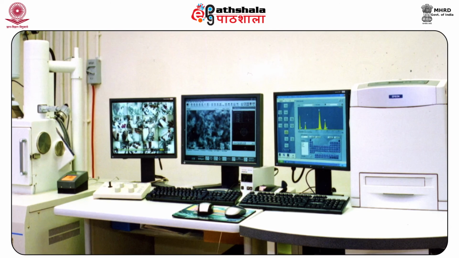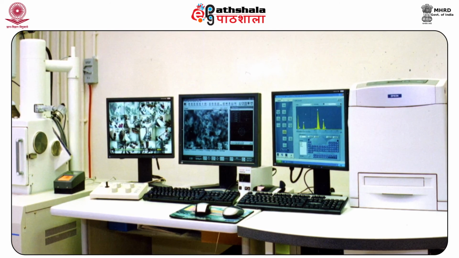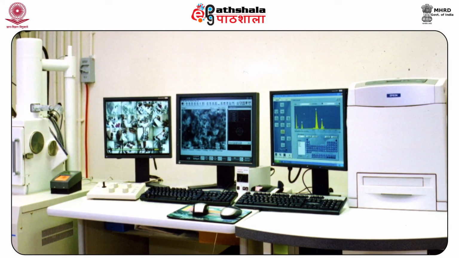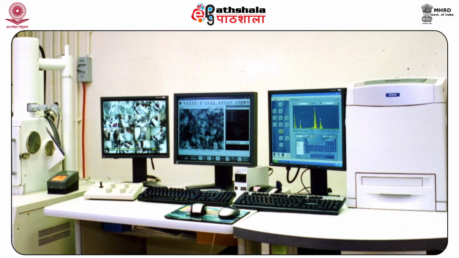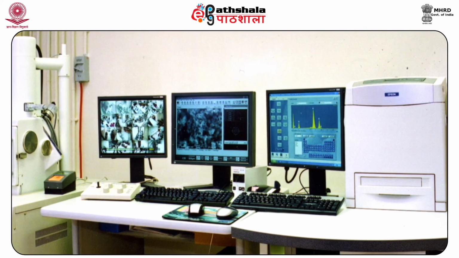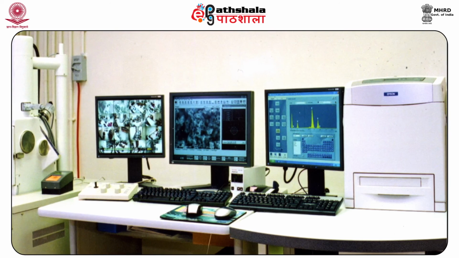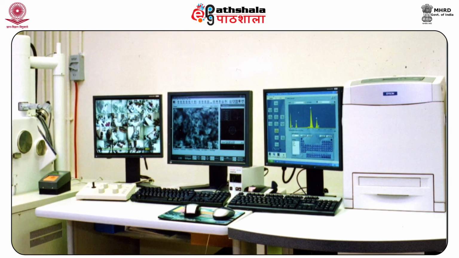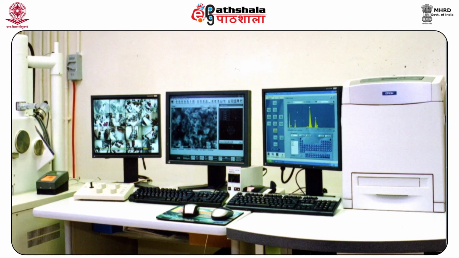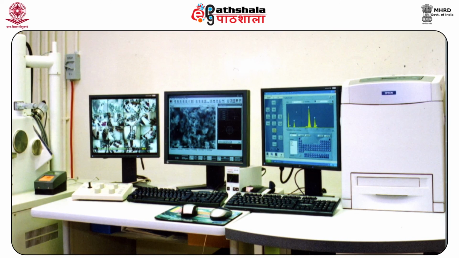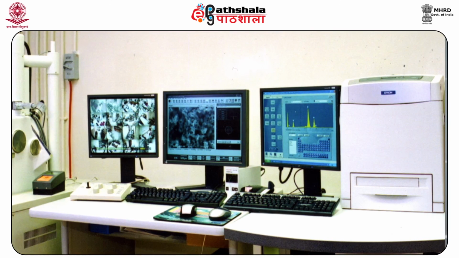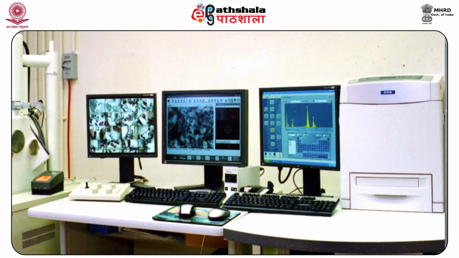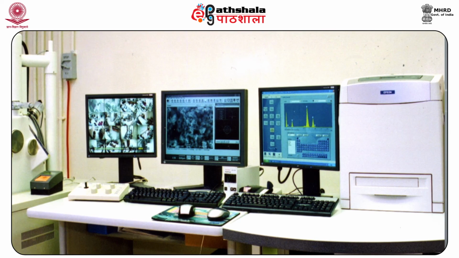Another significant advantage of scanning electron microscope with energy dispersive X-ray analysis is that it provides documentary proof of its findings, which can later be produced in the court as evidence and can be preserved for a very long time.